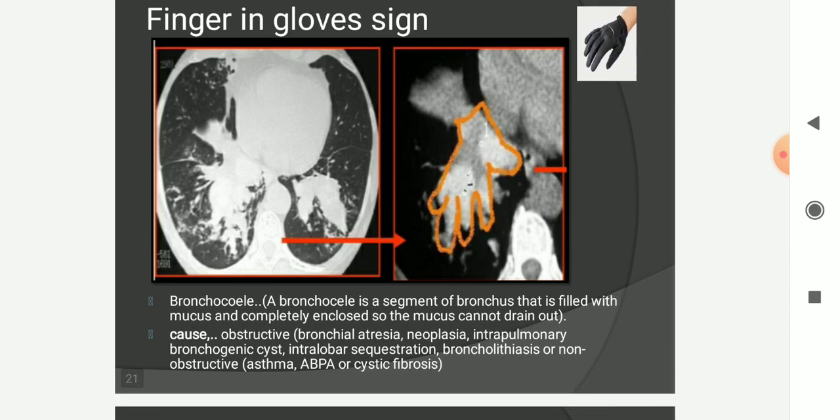Finger in glove sign, it is also related to that of lung airway abnormalities, and the condition is called the bronchocele. A bronchocele is a segment of the bronchus that is filled with the mucus and completely enclosed, so the mucus cannot drain out. The causes, obstructive causes and non-obstructive causes. The obstructive causes, that is the bronchial atresia, neoplasm or neoplasia, intrapulmonary bronchogenic cyst, intralobular sequestrations, broncholithiasis. And the non-obstructive causes, that is asthma, ABPA or cystic fibrosis. So it seems like our hand into the gloves.